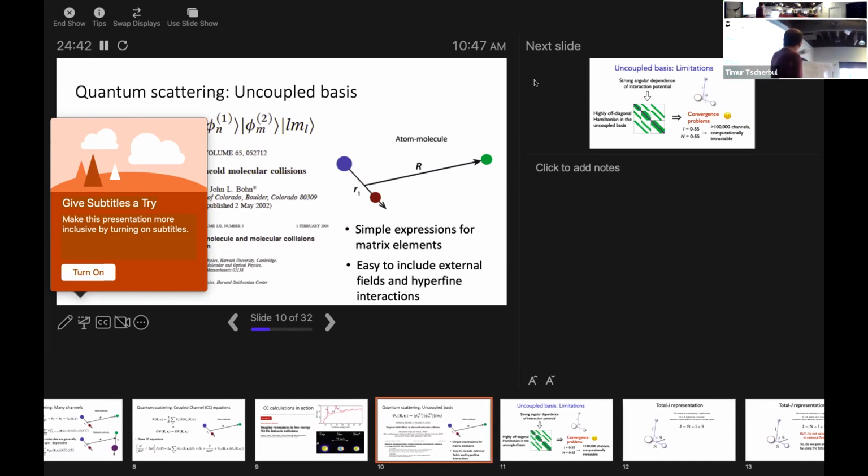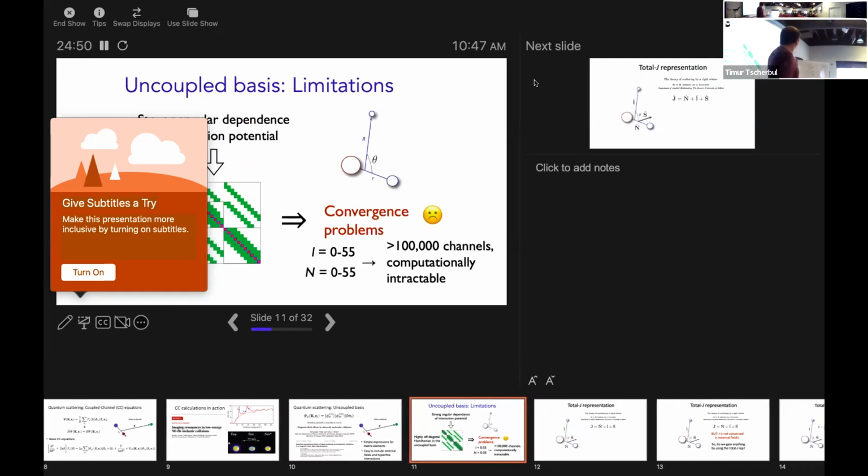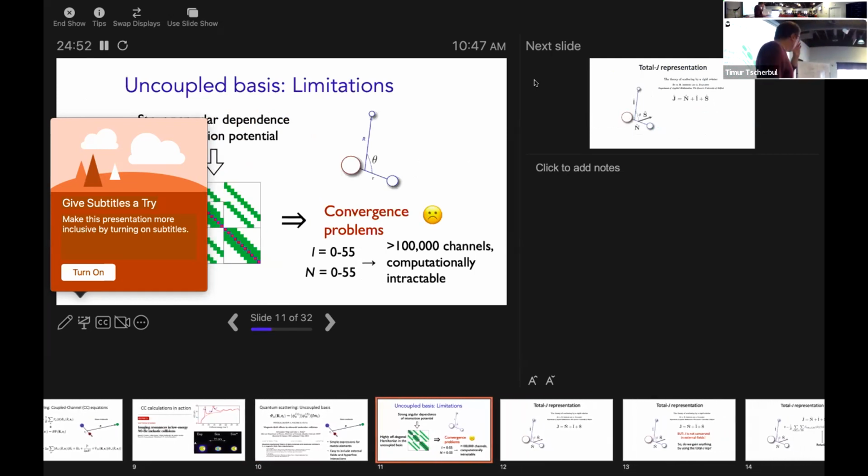And if you're dealing with anything other than helium or neon or weakly anisotropic systems, where this dependence is very weak, the number of basis functions is way over 100,000. This is what I found when I was a postdoc, and I was very depressed for a while. So I thought that was it.